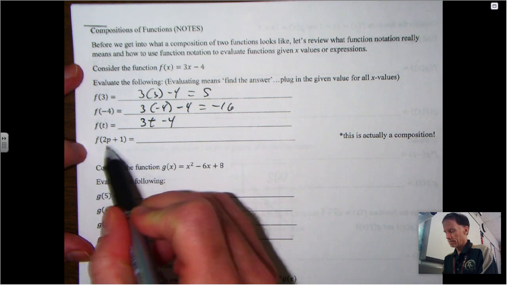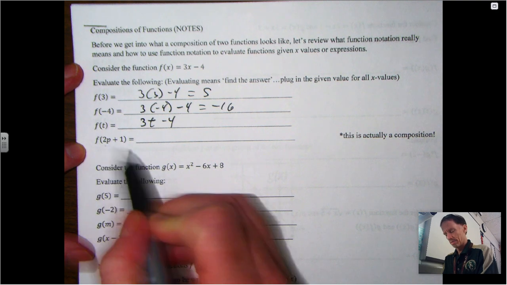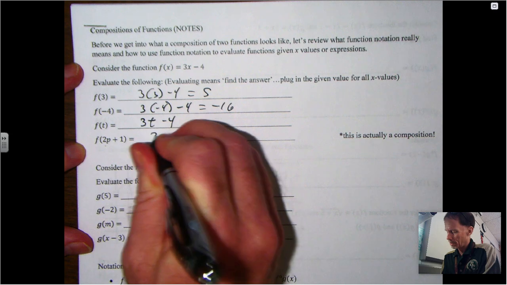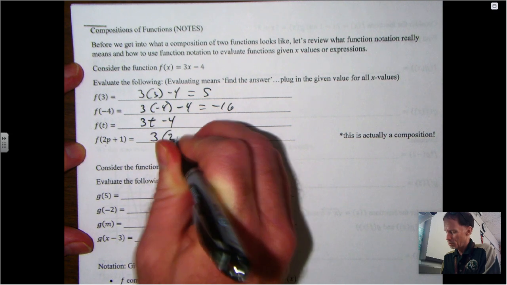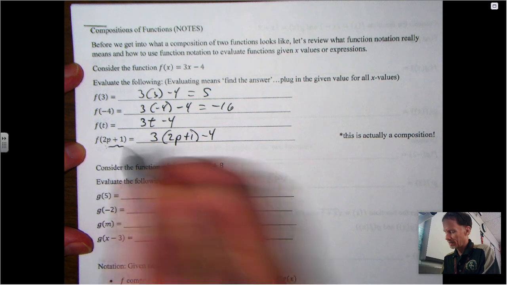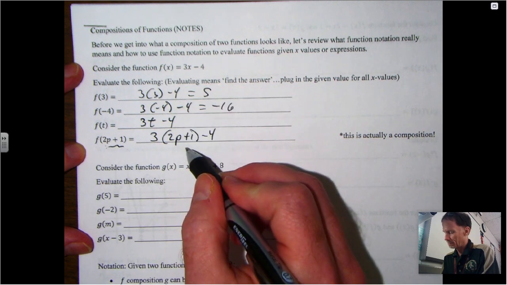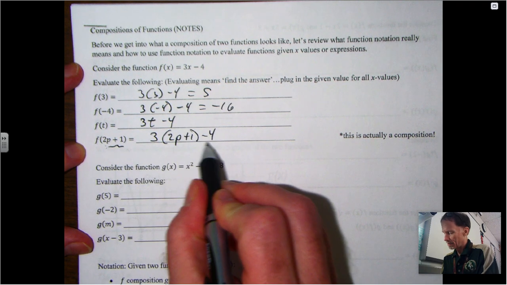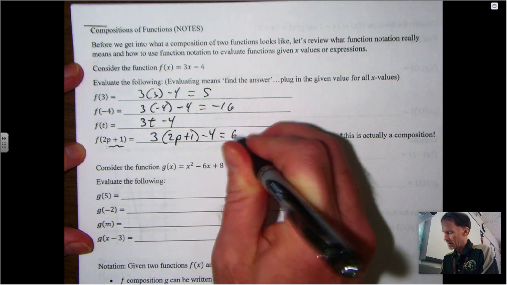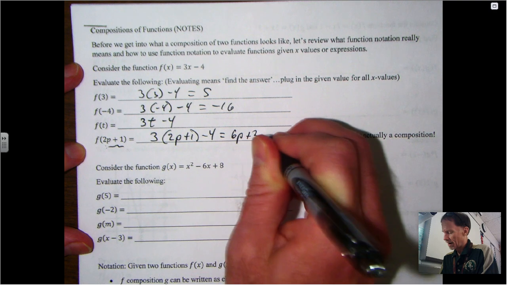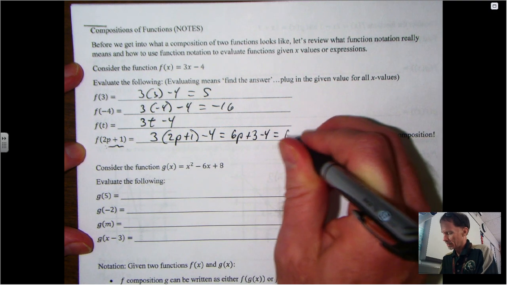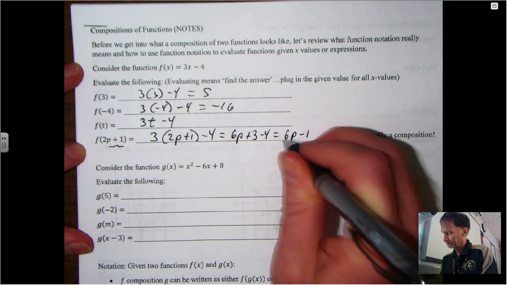Same thing, we can even plug in a more complicated expression like 2p plus 1. In that case, it's going to be 3 parentheses 2p plus 1, minus 4. Again, this whole thing is going in for the x value. In this case, I can clean this up. So I can distribute the 3. So it would be 6p plus 3 minus 4, and then combine your like terms at the end. So your final answer would be 6p minus 1.